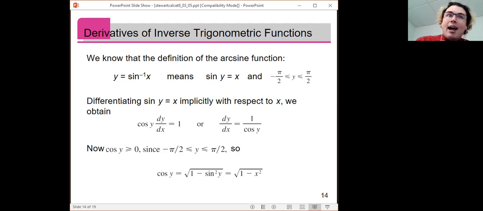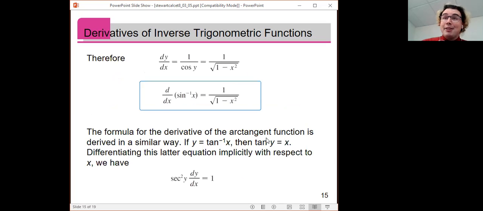I know what sine of y is. Sine of y is x. That's what got me into this mess. Sine of y is x. Here it is at the top of the page. So this cosine of y is really the square root of 1 minus x squared. That's going to go in here. Tells me that my derivative, dy on dx, is 1 divided by the square root of 1 minus x squared. And that gives me my derivative rule for the arcsine function.